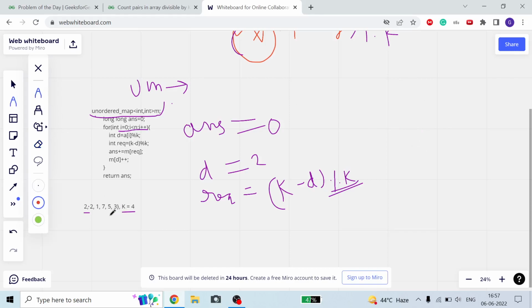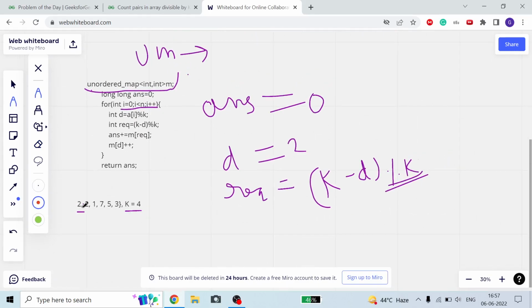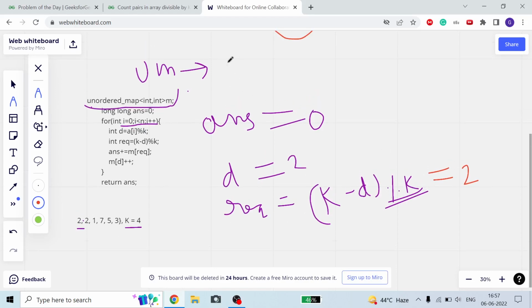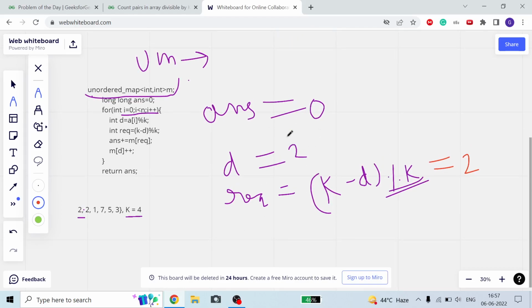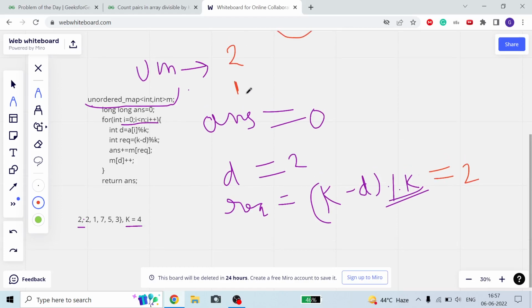Now we are at 2, so for k minus d, 4 minus 2, that is 2, and 2 modulo k is equal to 2. So we check in our map for 2, no we don't have it, we just continue, our answer will remain the same, and we will increase md plus plus, meaning now we have a number whose modulo is equal to 2. So a number whose modulo is 2, we have count 1. Okay, this is the required modulo, this is the count. Okay, and this is the map's key value pair.